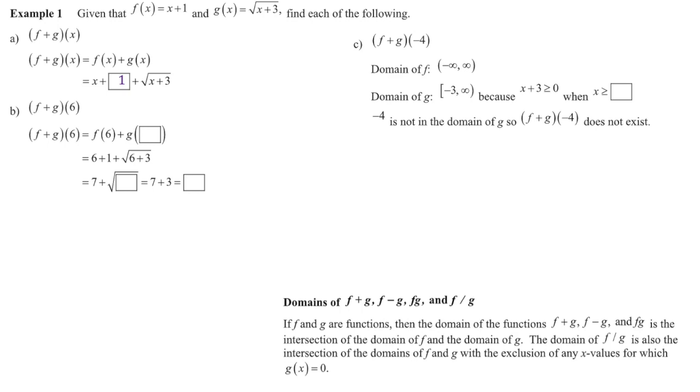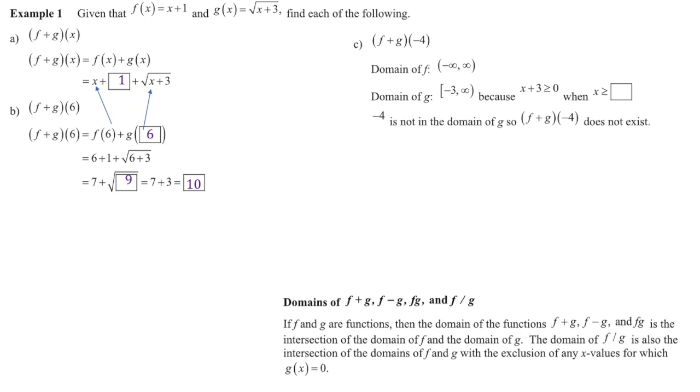Now that I've found f plus g, I can then evaluate f of 6 plus g of 6 by simply plugging in 6 where I see my x values in my simplified function above. So 6 plus 1 plus the square root of 6 plus 3. That will give me 7 plus the square root of 9, and we know the square root of 9 is 3, and 7 plus 3 is 10. Let's look at f plus g of negative 4.